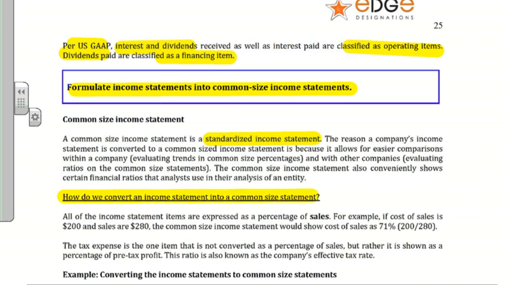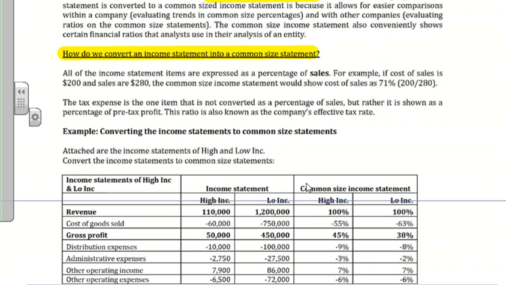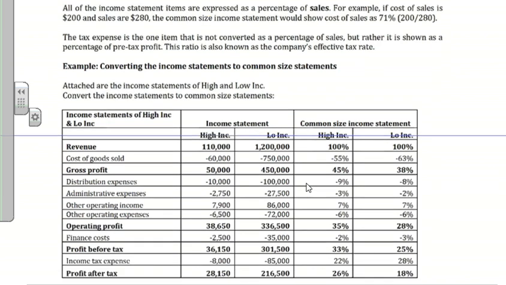How do we convert an income statement into a common size income statement? We make everything a percentage. And generally a percentage of what? We generally use a percentage of revenue. Why a percentage of revenue? Because remember, it's likely to be the highest number on your income statement, isn't it? So if we have a look at the income statements of two companies over here, High and Low, the revenue for High is 110,000. That's 100%. Their cost of sales is 60,000. So what would I do? I would put 60,000 over 110,000 and get to 55%.